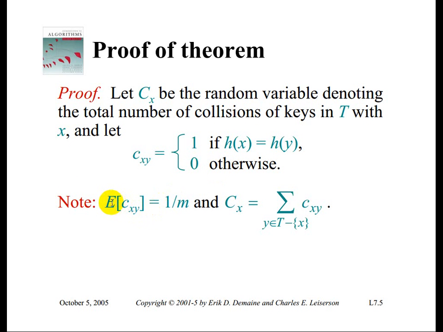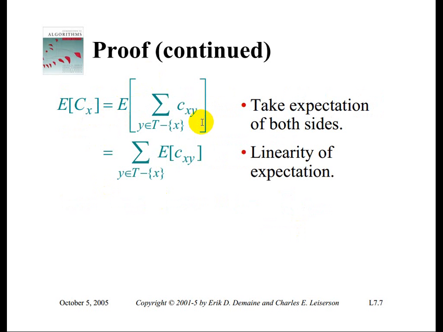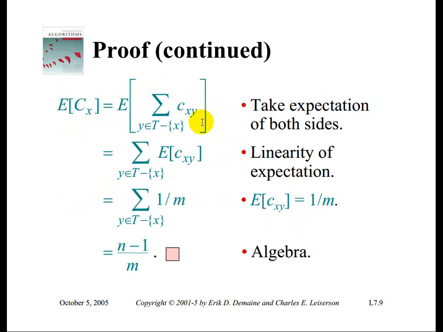Now note that the expected value of Cxy is 1 by m. This is by definition, and hence the expected value of C of x is the summation of all Cxy, where y ranges over all other elements minus x, where x is the same element. And so the expected value of C of x is the expected value of this thing, and you do some algebra using linearity, and it is the sum of 1 by m. So the expected value of the collisions with x is n minus 1 over m.